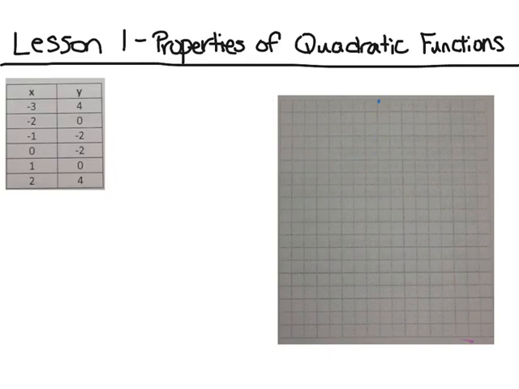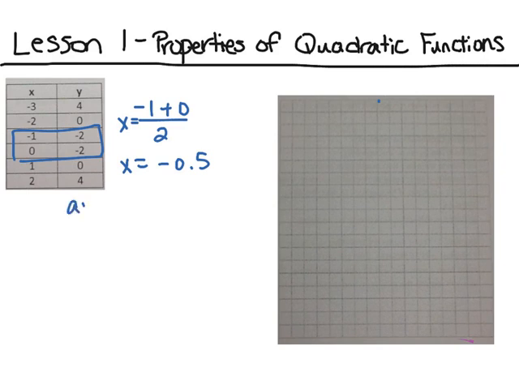So for our next example, we need to find our vertex and graph everything. So we have two x values here. So we have -1 plus 0 divided by 2. So x is going to equal -0.5. So our vertex and our axis of symmetry is x equals -0.5. So let's start graphing.